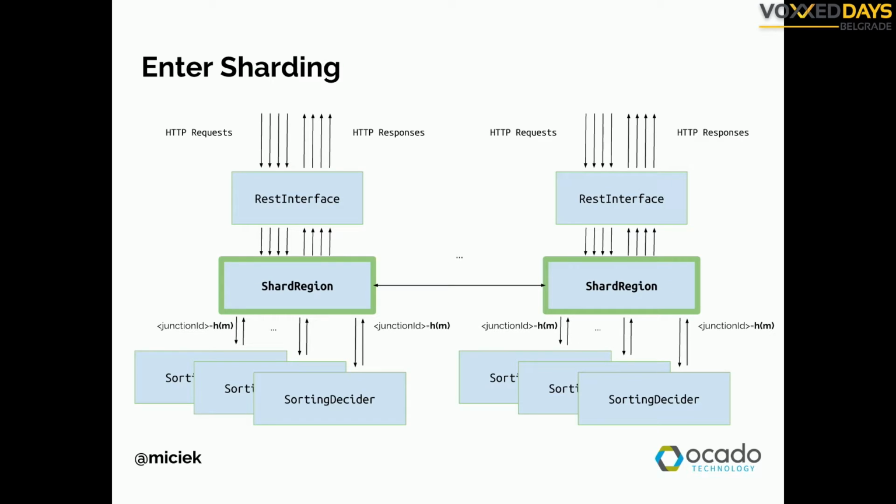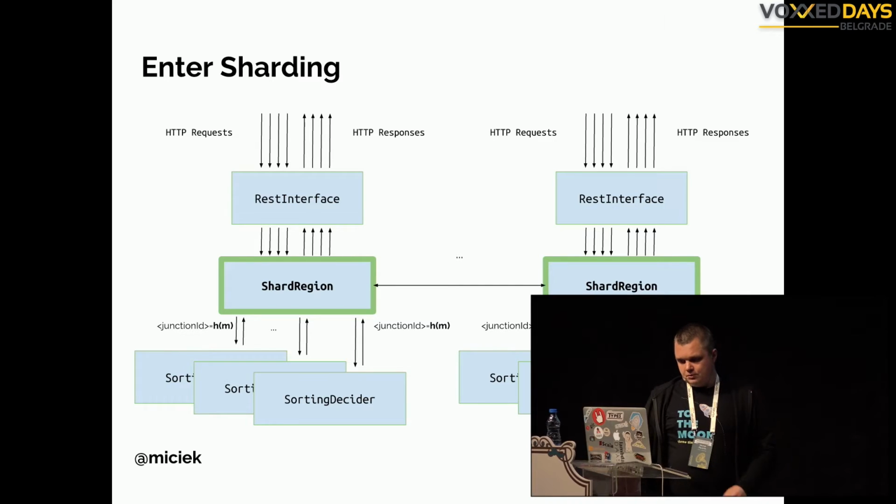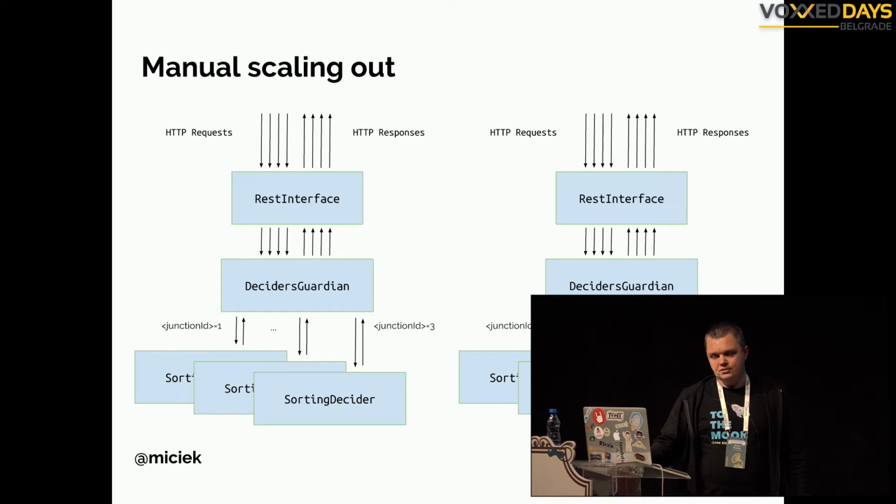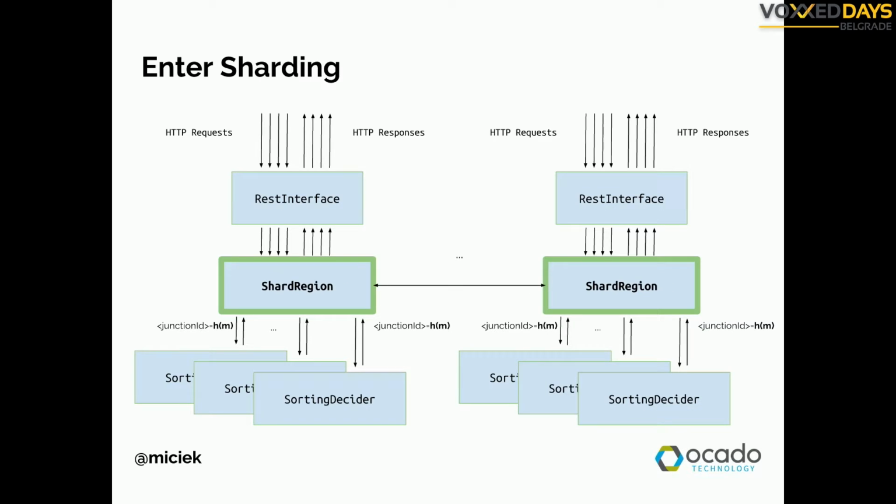Enter sharding. This is what it gives us. Sharding is a cluster extension for Akka. As you see, those images are very similar. We just remove DecidersGuardian, the actor which we'll get rid of, because Akka is giving us the shard region actor, which does exactly the same and more, because it does the balancing of the logical IDs between nodes and many more things like that. So we have an intelligent actor which can move messages between the nodes without the developer knowing about that.